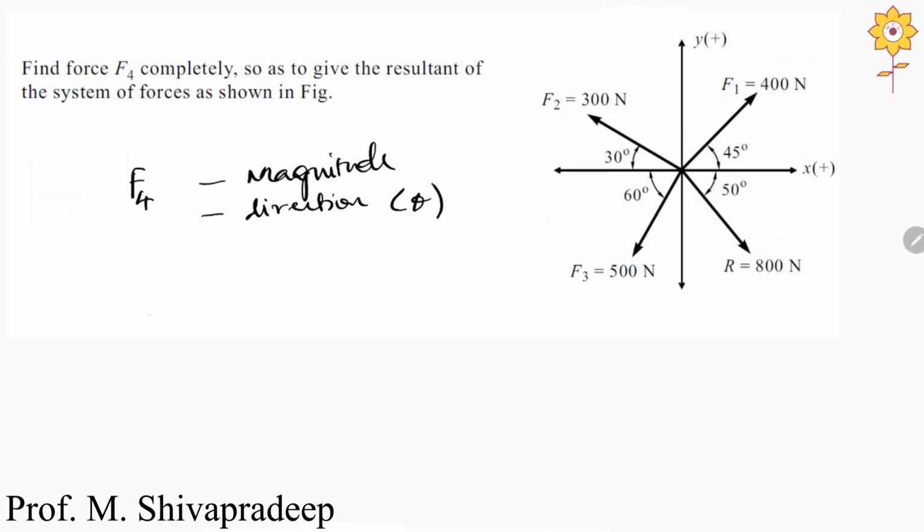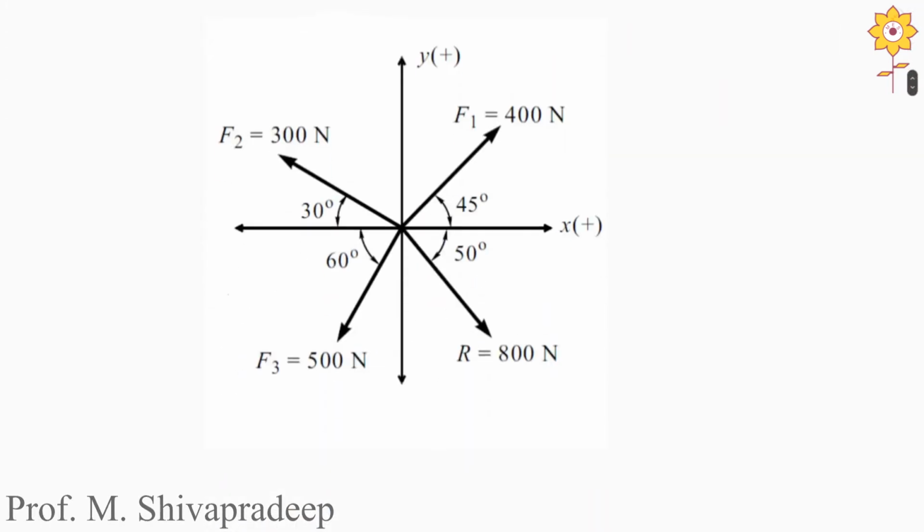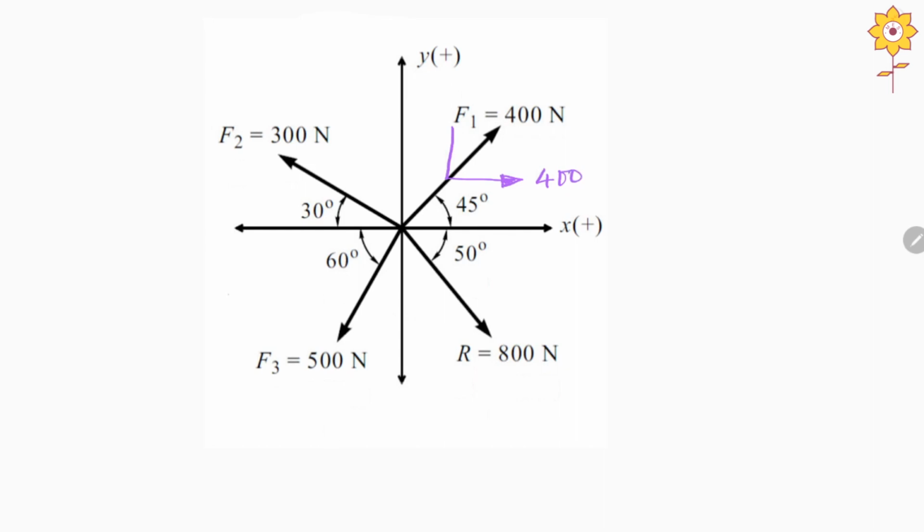Now look at the diagram. If you see, every force is an inclined force. We have to resolve this inclined force. So on this same diagram, we are going to resolve this force. Since this F1 is making an angle of 45 degree with horizontal axis, it will be like this. So this will be 400 cos of 45, and this will be 400 sine of 45.